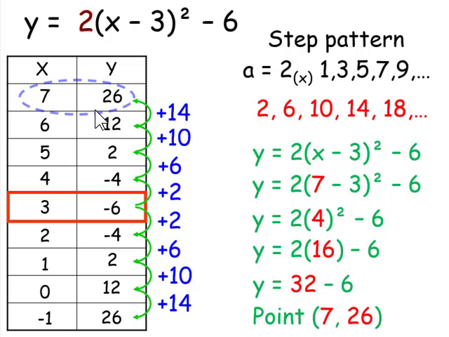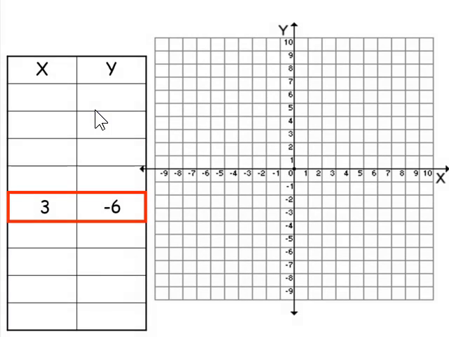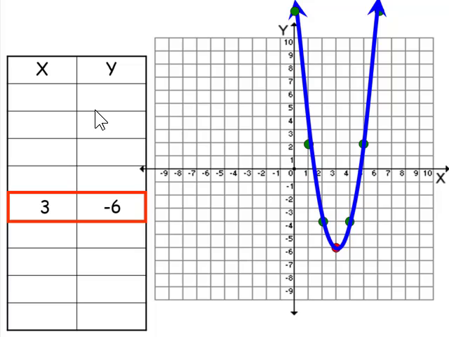So that's 7, 26. So when graphing, it's going to be plot the vertex, and then right 1 up 2, right 1 up 6, right 1 up 10. And then match the left-hand side and connect.